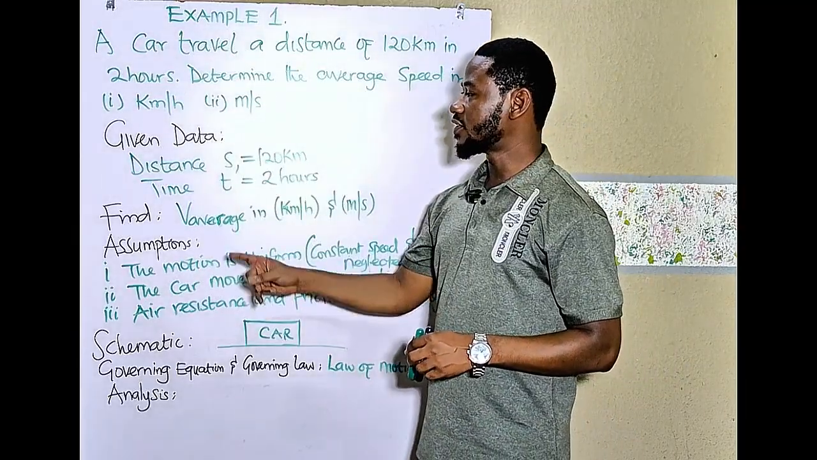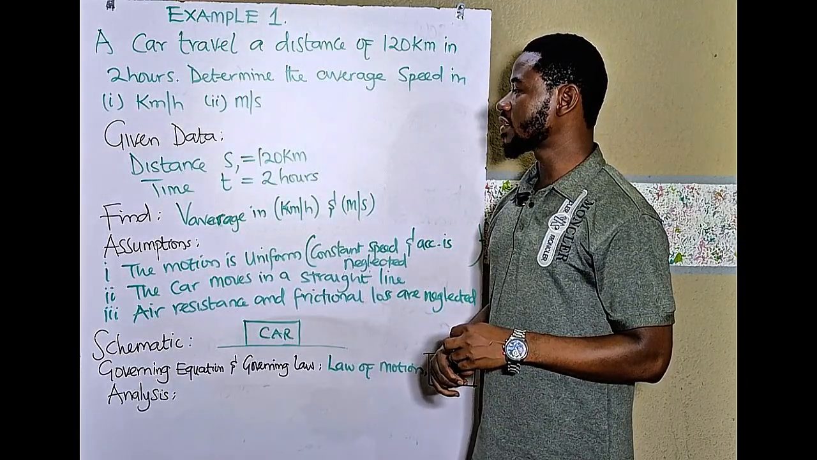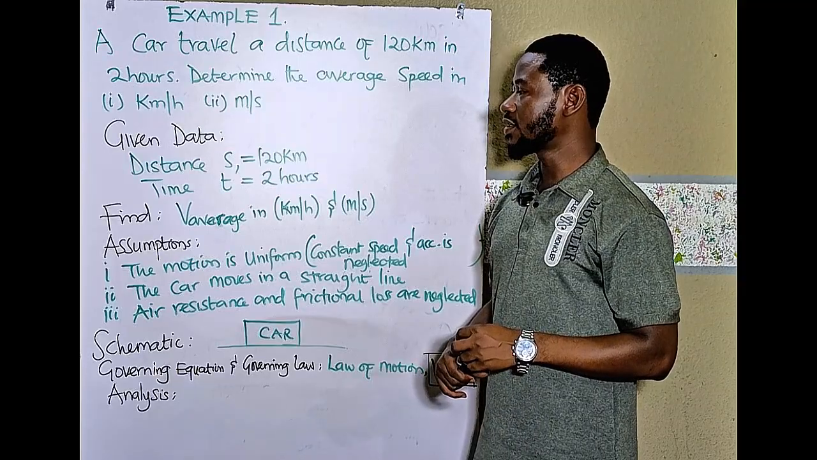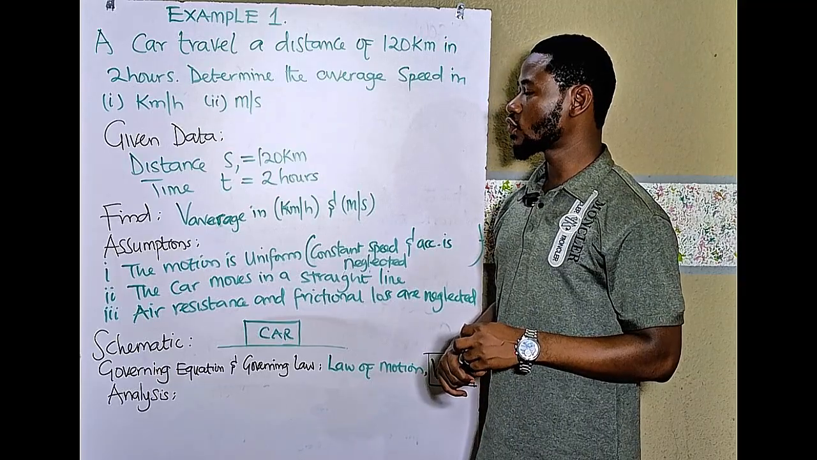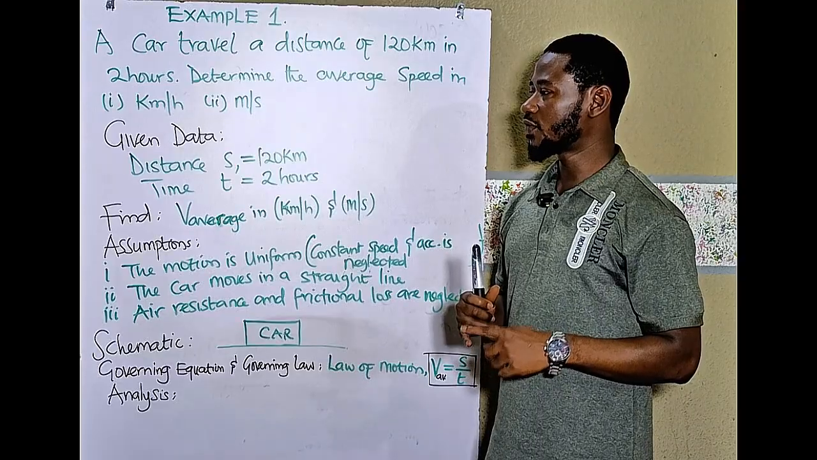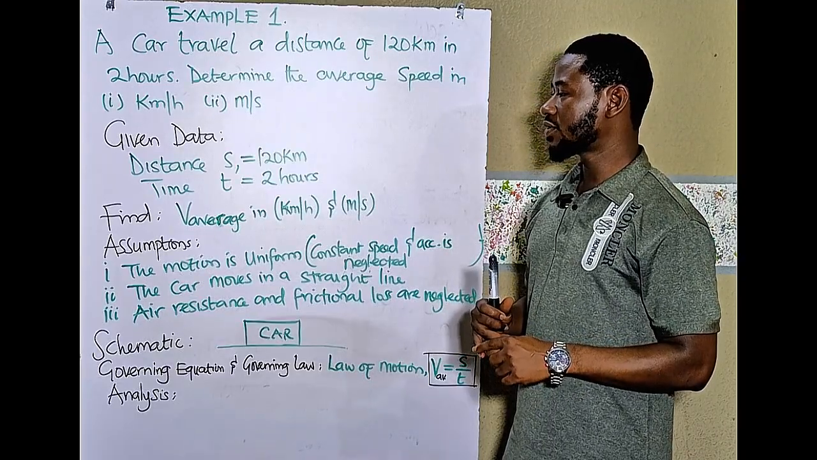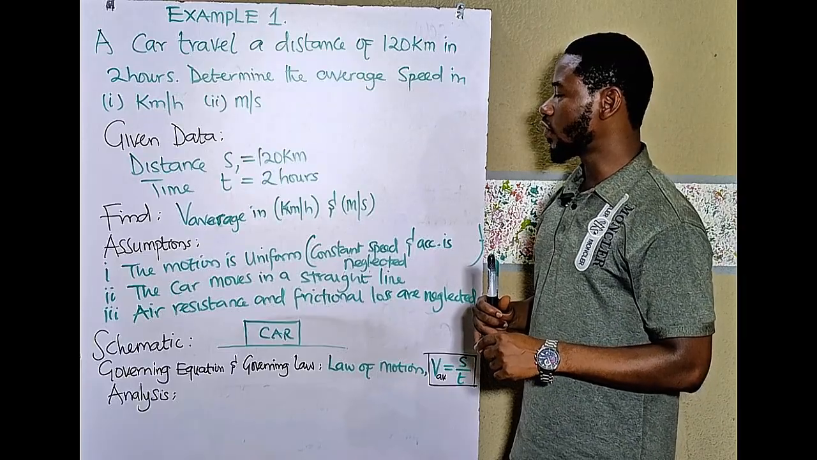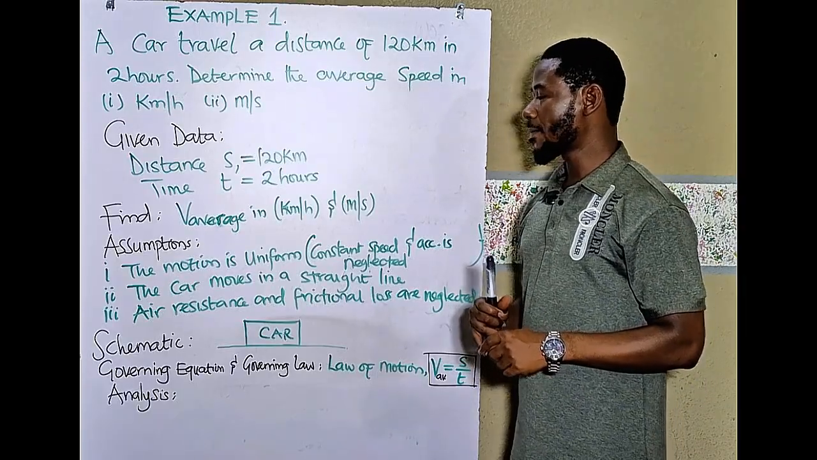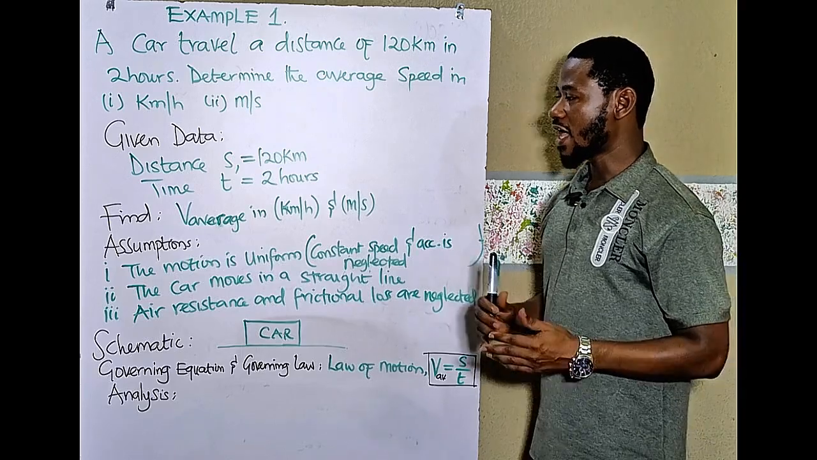Given data: distance S is given as 120 km. Time T is given as 2 hours. The next step is to define the unknown. Find the average speed in kilometer per hour and in meter per second.